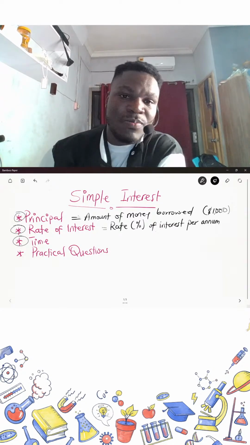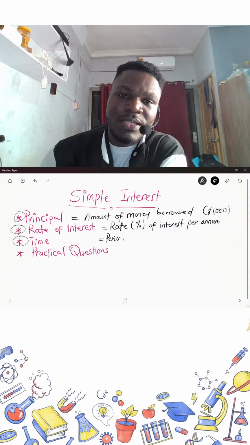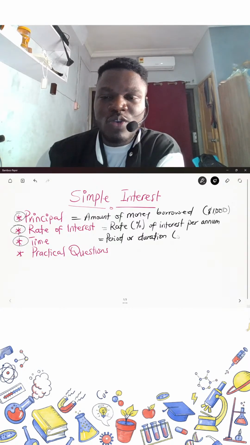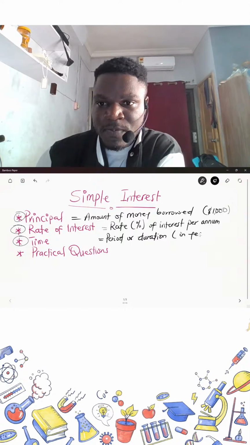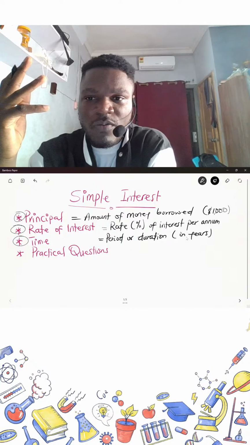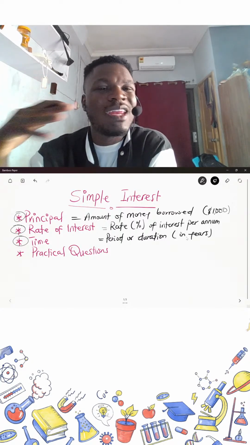Now, the time is basically just the period or the duration, or how long it will take for you to pay. Usually this is in years. So the duration for you to pay the amount of money that you have borrowed plus the interest is what we are calling the period.